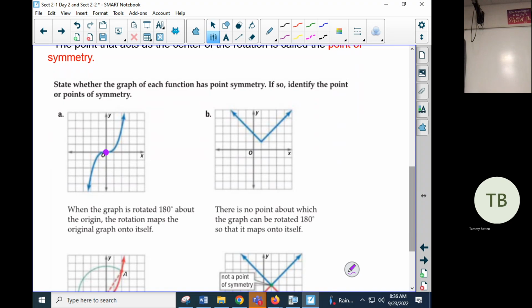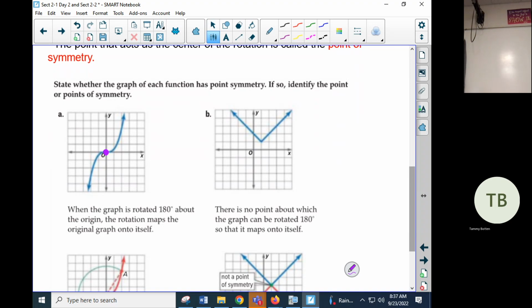But what this is, when something has point symmetry, you want to think about if you took this figure and you turned it upside down, would this map onto this? Okay, so if you can envision that, if you took this figure and you turned it upside down, would this map onto this? And would this map onto this?